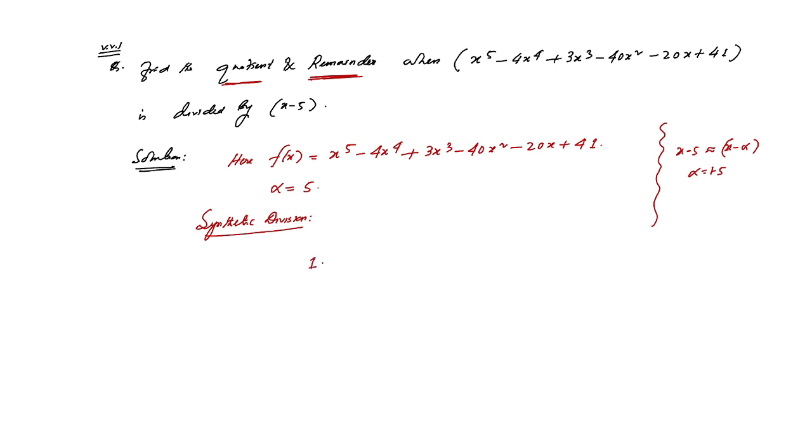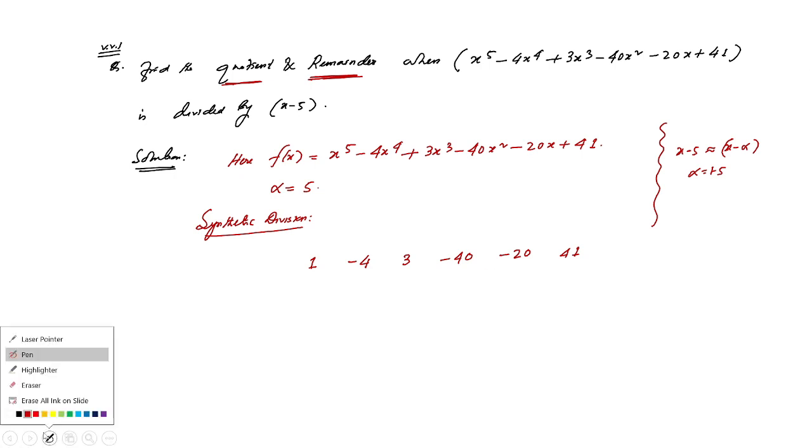First, write the coefficients: x to the power 5 coefficient 1, then x to the power 4 coefficient minus 4, then x cube coefficient 3, then x square coefficient minus 40, minus 20, 41. If x is not present, in that case the coefficient will be 0. Here x is present, the coefficient is minus 20, we'll write minus 20. So all the coefficients you will write one after another. Then what is your alpha? Your alpha is 5.